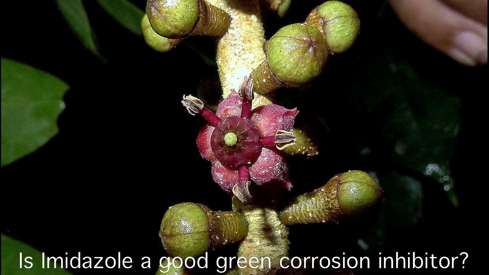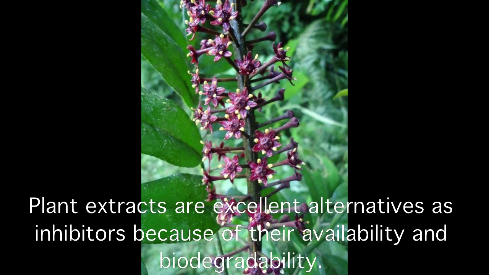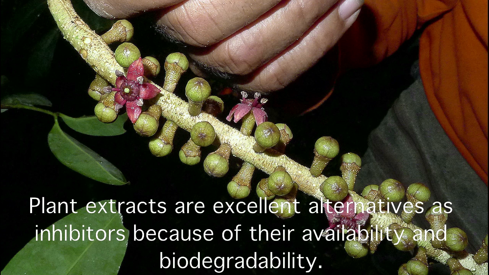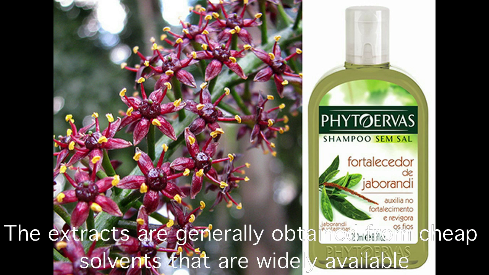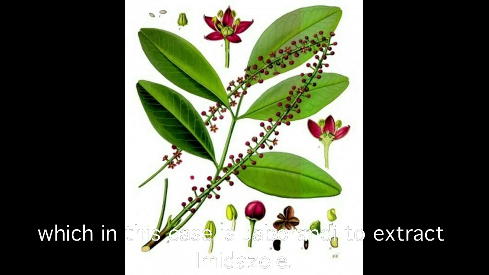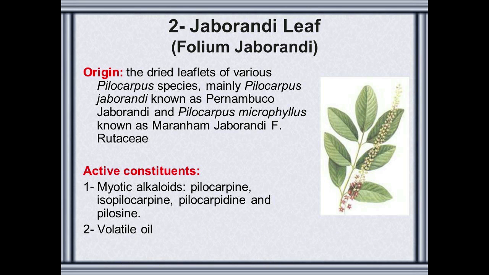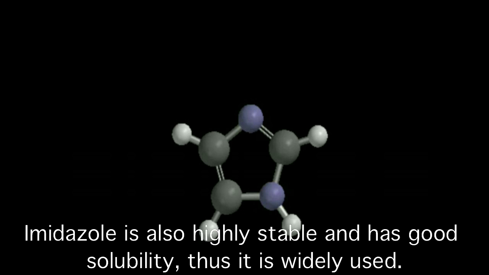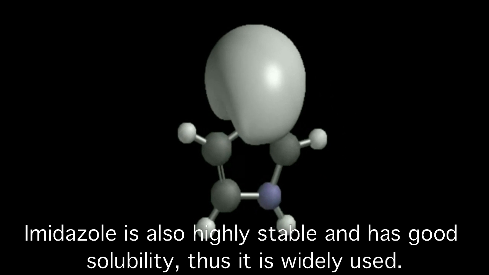Is imidazole a good corrosion inhibitor? Plant extracts are excellent alternatives as inhibitors because of their availability and biodegradability. The extracts are generally obtained from cheap solvents that are widely available at a low cost and with low toxicity, which in this case is Jaborandi, to extract imidazole. Imidazole derivatives have been reported as non-toxic for copper in acid media. Imidazole is also highly stable and has good solubility, thus it is widely used.